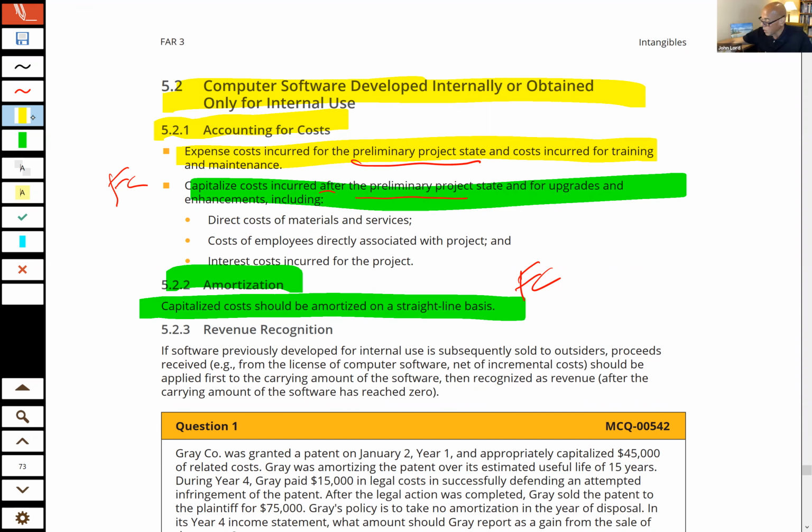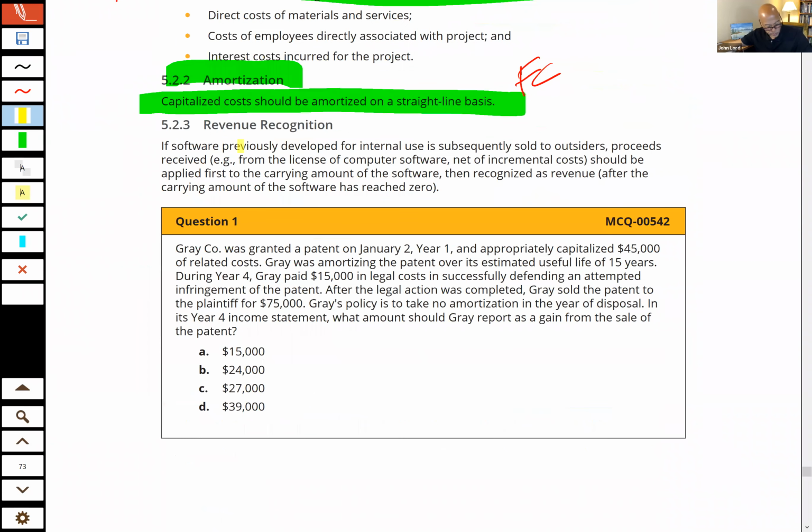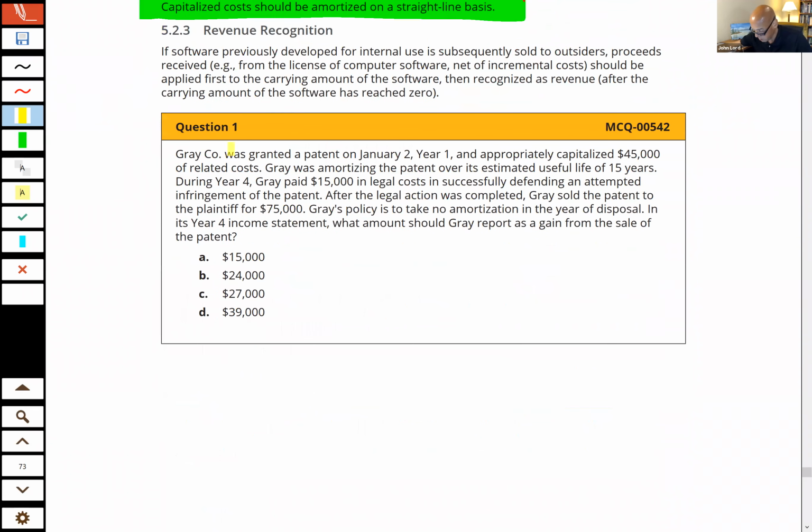Okay, good. Let's take a look at a couple of multiple choice questions. I don't know where the poll is now. I guess it's still on the main machine here.